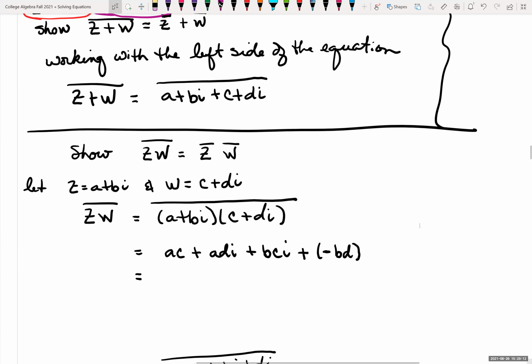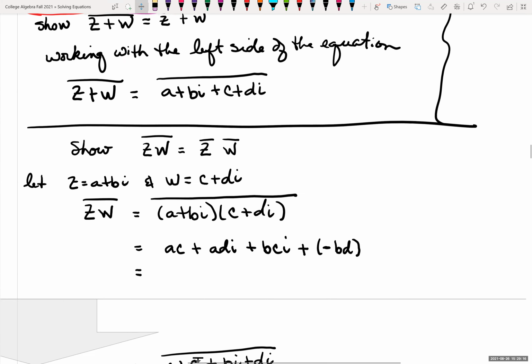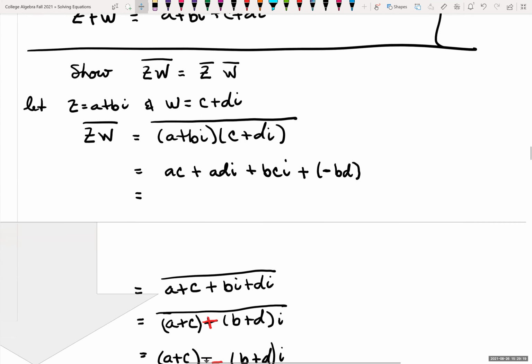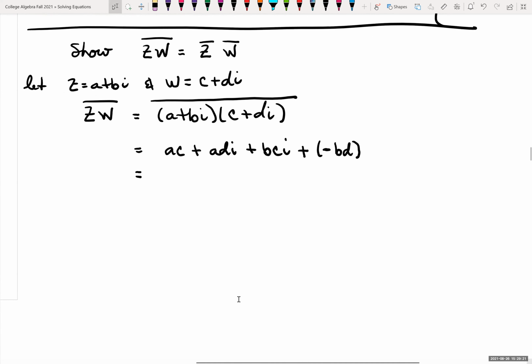I didn't realize that was below, so let me just get rid of that. So let's rewrite it so that the imaginary parts are together and the real parts are together, and let's pull out the I. So right here, I'm going to pull out I, and I'm going to rewrite the real parts together. So I have AC minus BD, and then I have plus AD plus BC times I.